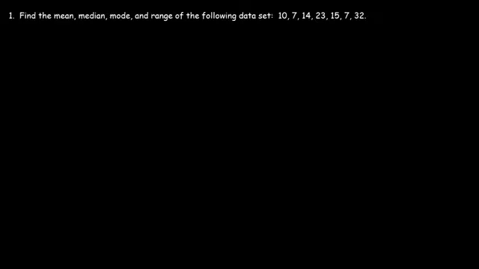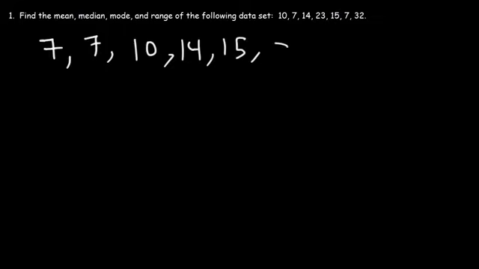Let's start with this problem. Find the mean, median, mode, and range of the following data set. Now, the first thing that I would recommend doing is arranging the numbers in increasing order. So the lowest number is 7, and we have 2 of them. After that, the next number is 10, and then 14, 15, 23, and 32.